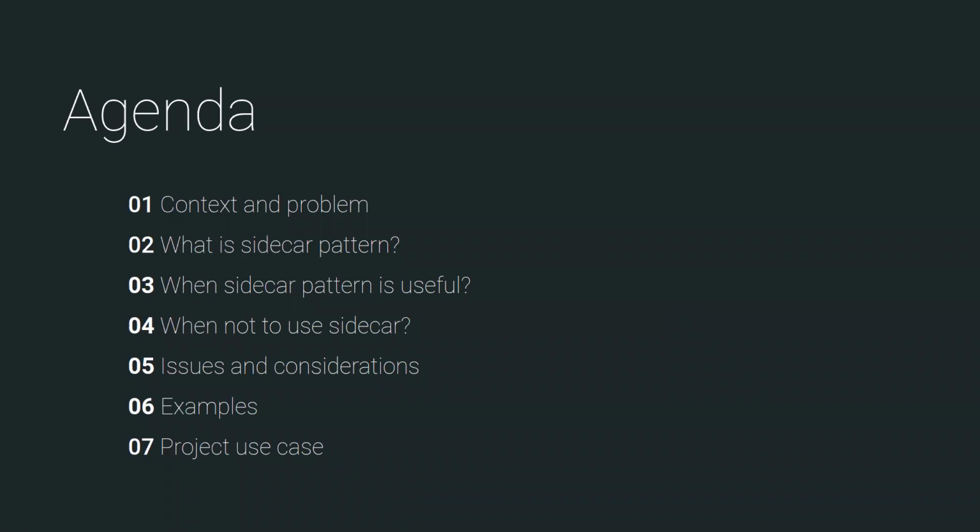So the agenda is divided into a total of 7 points. The first one I'm going to talk about is the context and what problems current systems are facing, and then what a sidecar is and how it is useful, when to use that sidecar, and also when not to use this pattern. And when you are implementing a sidecar, there are some considerations and issues that we need to take care of, and also some practical examples in real-world scenarios. We also use this sidecar pattern in one of our projects, so I will demonstrate that use case.